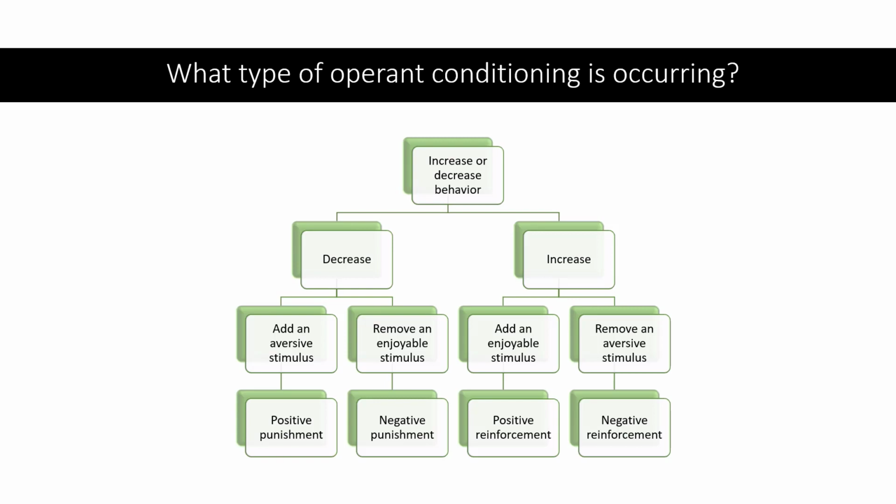Okay, so the first step is to determine whether we want this behavior to decrease or increase. I'm guessing that you probably want your roommate to stop eating your food, so we want this behavior to decrease. Okay, so that leaves us with the left-hand side of the chart. Now, did we add an aversive stimulus? Yes. We know that your roommate hates hot sauce. Hot foods are not enjoyable for your roommate. Therefore, we can determine that hot sauce is aversive to your roommate, and we can determine that this is an example of positive punishment.